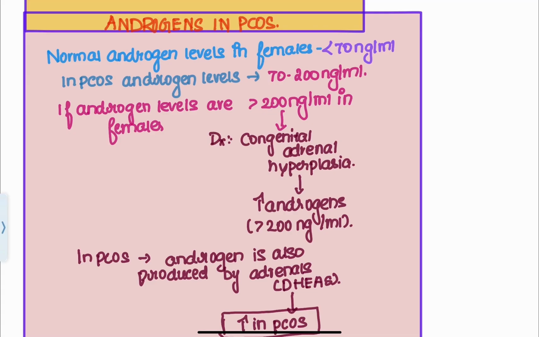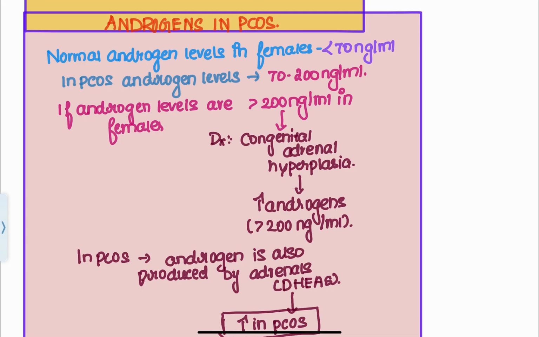The problem is not polycystic ovarian syndrome, but a congenital condition, congenital adrenal hyperplasia. Because of hyperplasia of the adrenal gland, there is an increased amount of androgen being released from the adrenals. Is that clear? Let me make it very clear. The normal androgen level in females is less than 70. But in a PCOS patient, it is between 70 to 200.